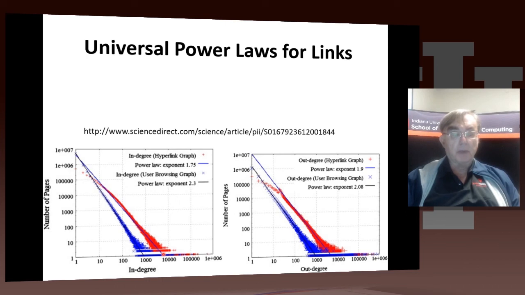to the minus the exponent. So they're roughly going like 1 over the degree squared. So that means if you double the degree, a quarter as many pages have that degree. So power laws are very common in complex systems.